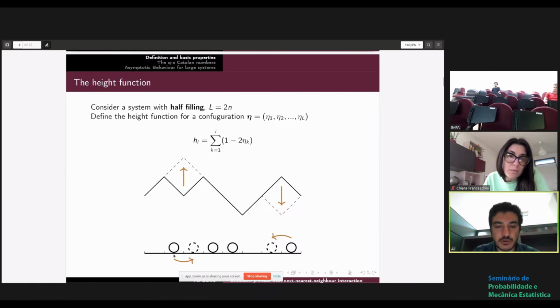So here, for instance, if this particle jumps forward, then the height path will evolve in this way. You can speak about surface dynamics here. This part of the surface can evolve upward, or this part of the surface can evolve downward if this particle jumps to the left.